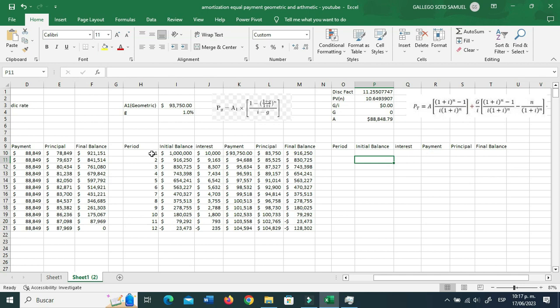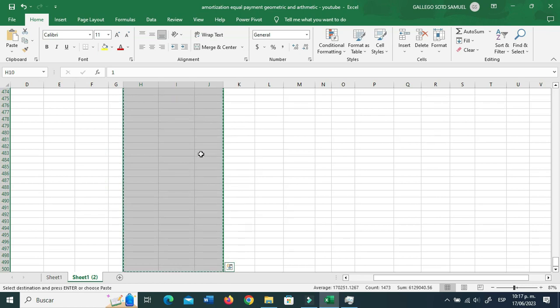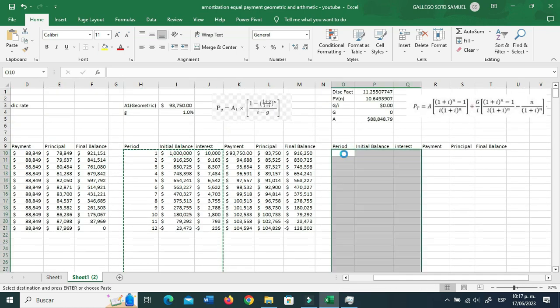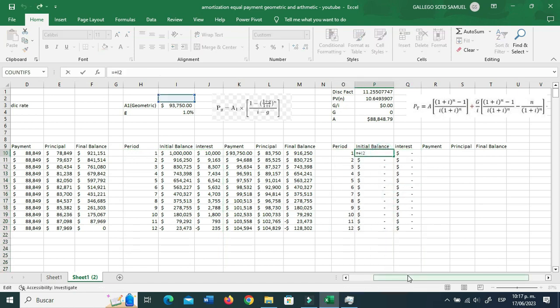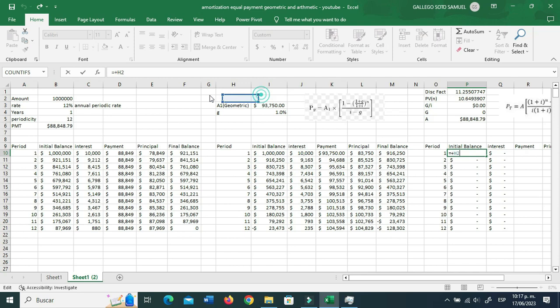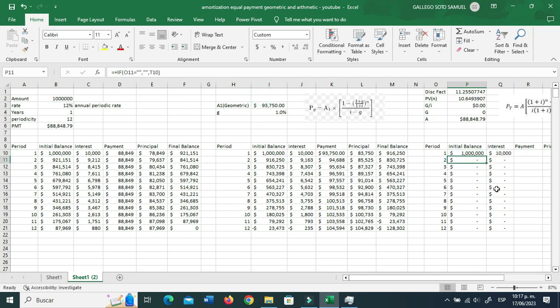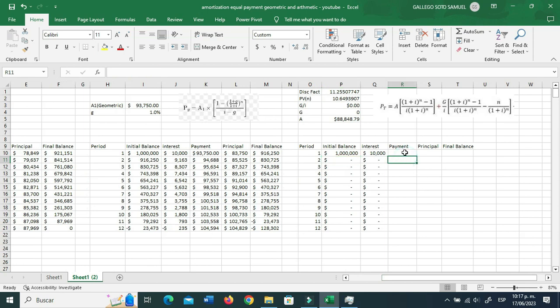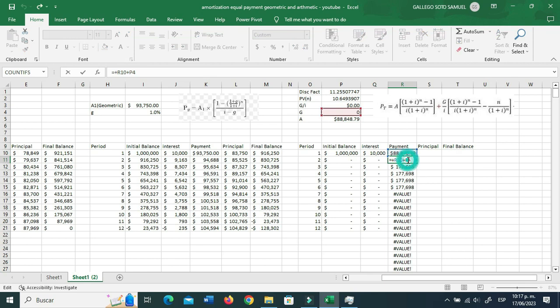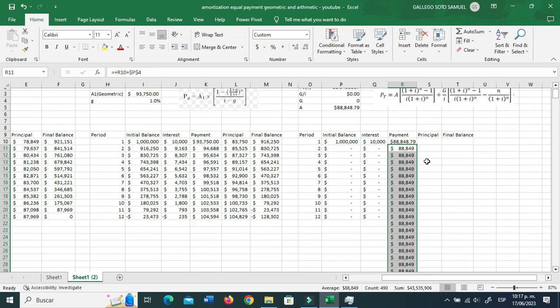Let me just select the first three and paste it over here so we don't have to type that again. Now for the payment, the first payment, that's gonna be A, and then you're gonna be adding this progressively to the G. So that plus G, oh, sorry, I forgot to lock it. So double click it right here.